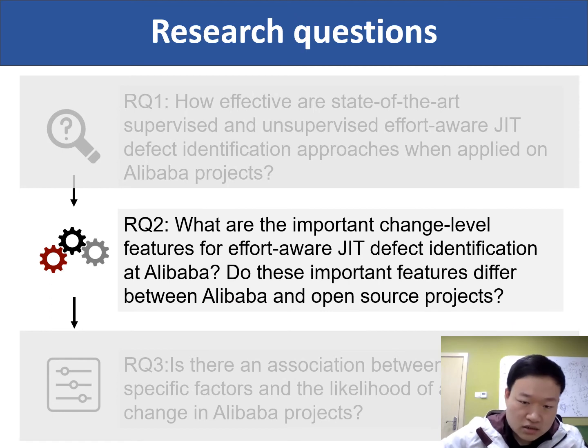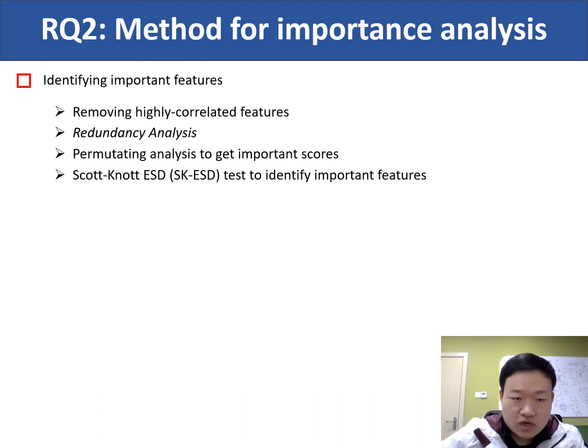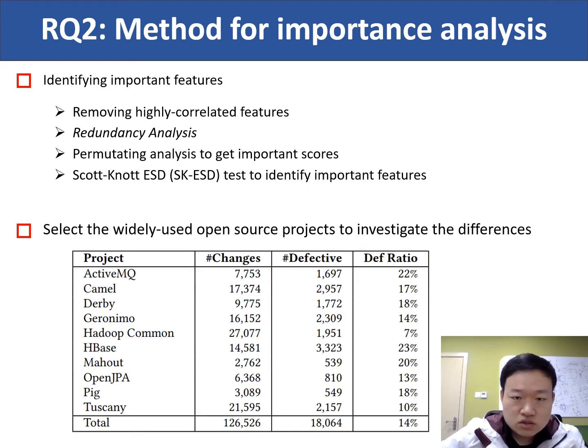Article 2. What are the important change-level features for Effort-Aware JIT defect identification at Alibaba? Do these important features differ between Alibaba and open source projects? For answering RQ2, we identify important features by the following steps: removing highly correlated features, redundancy analysis, permutation analysis, and SKESD test. After that, we select 10 widely used open source projects to investigate the important features with the same method. Then we can observe the differences between Alibaba projects and open source projects.